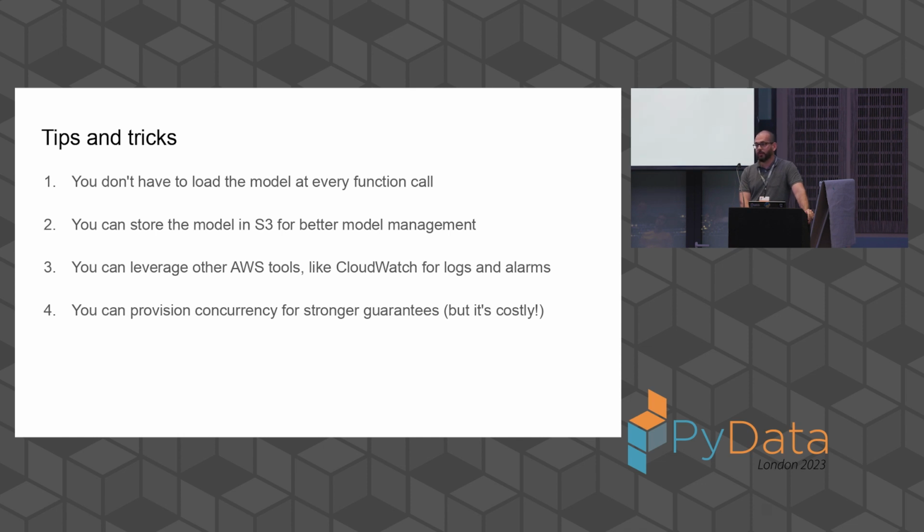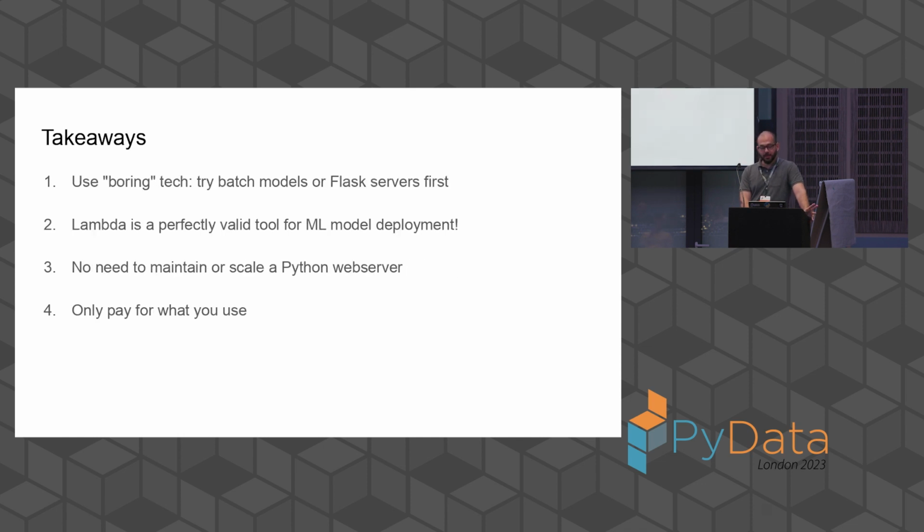And just some final takeaways here, just reinforcing the message. First, if you can, use boring technology. Go with a batch model, if that's possible. If not, go with a Flask server. Only go with, let's say, fancy technology if you have a strong, clear use case for it. But if that's the case, Lambda is a perfectly valid tool for ML deployment. And there are two major advantages. First, you don't have to maintain or scale a Python web server. And second, you only pay for what you use.